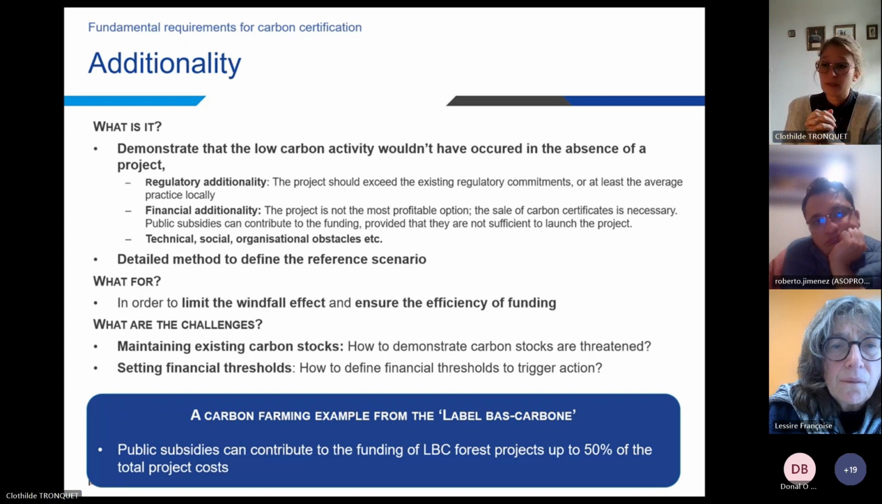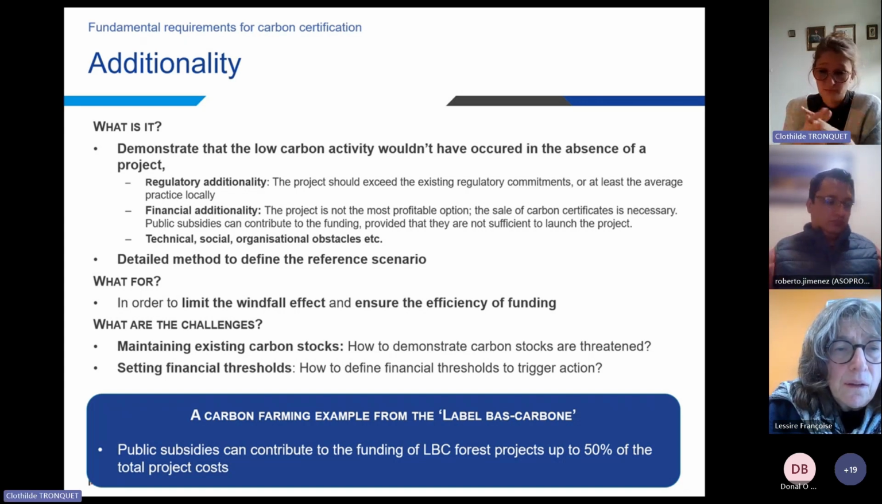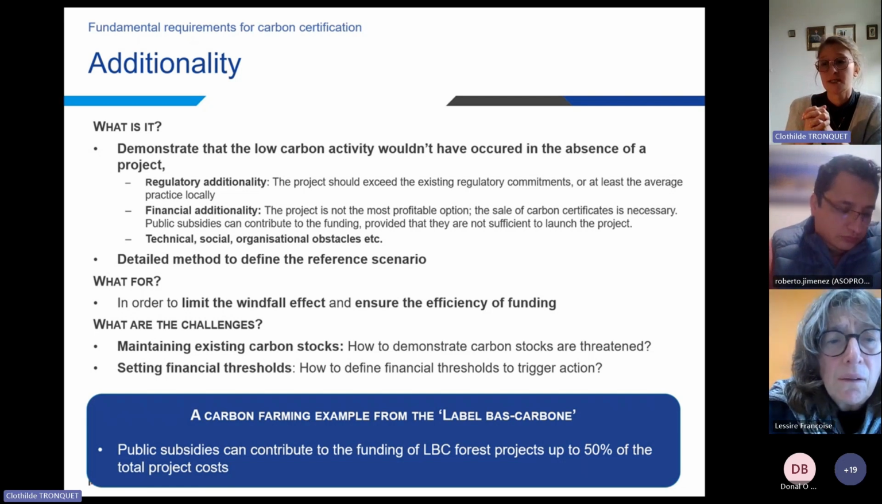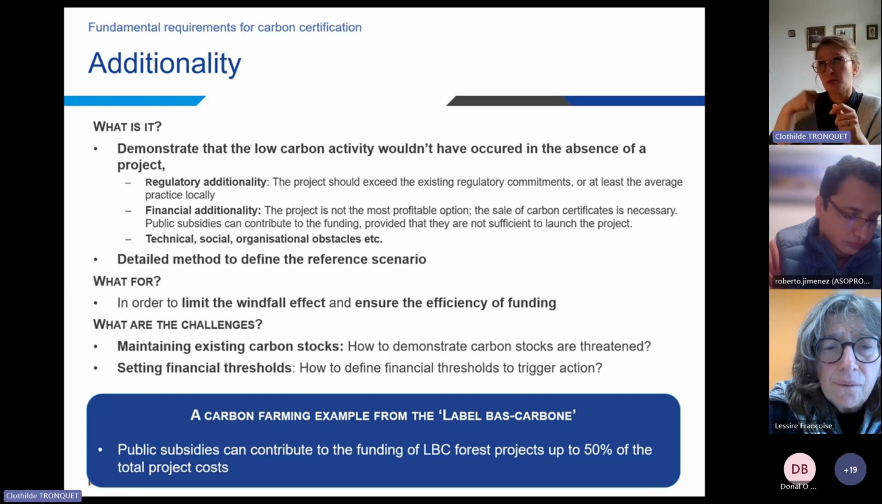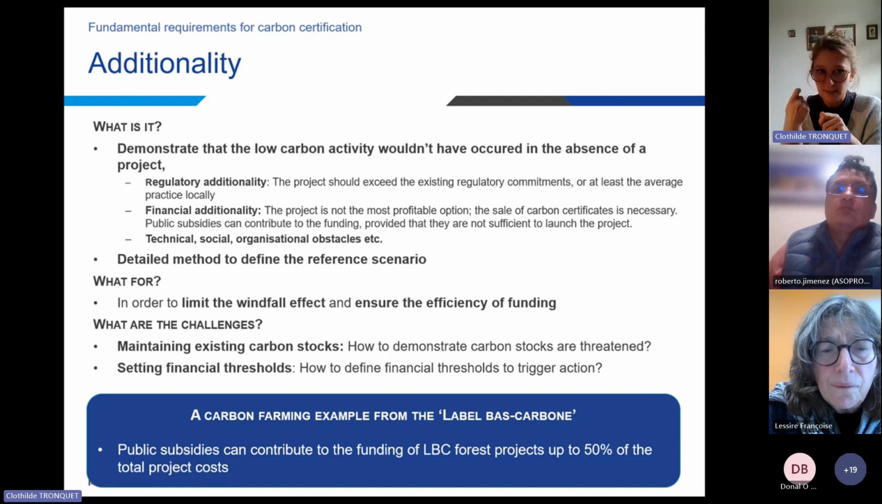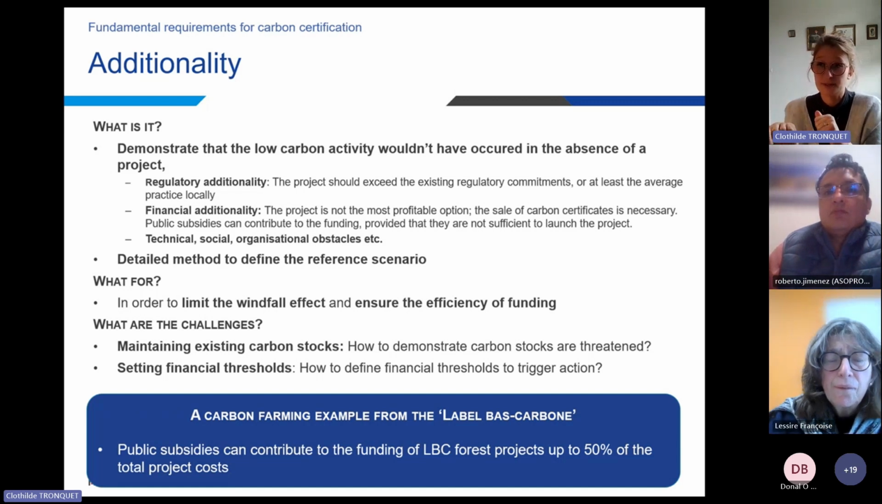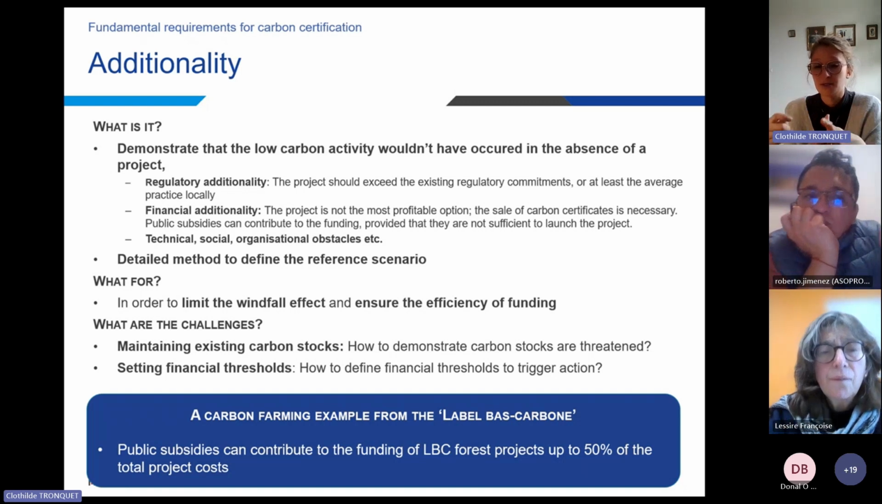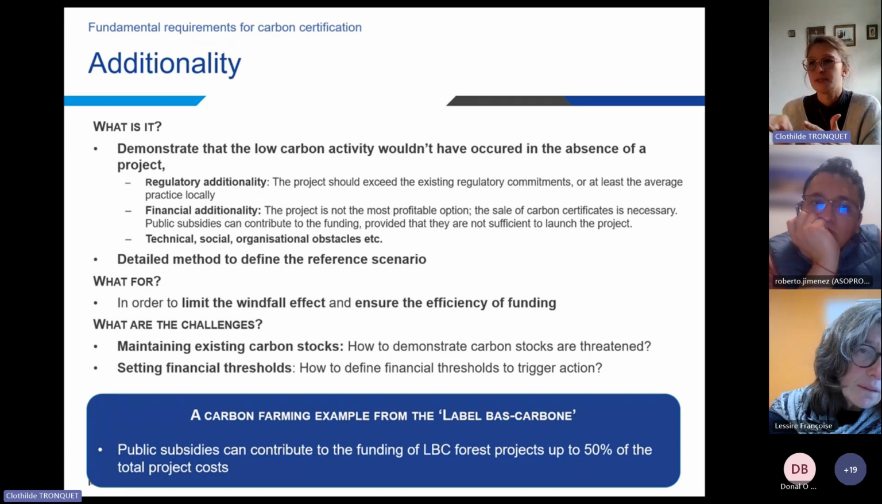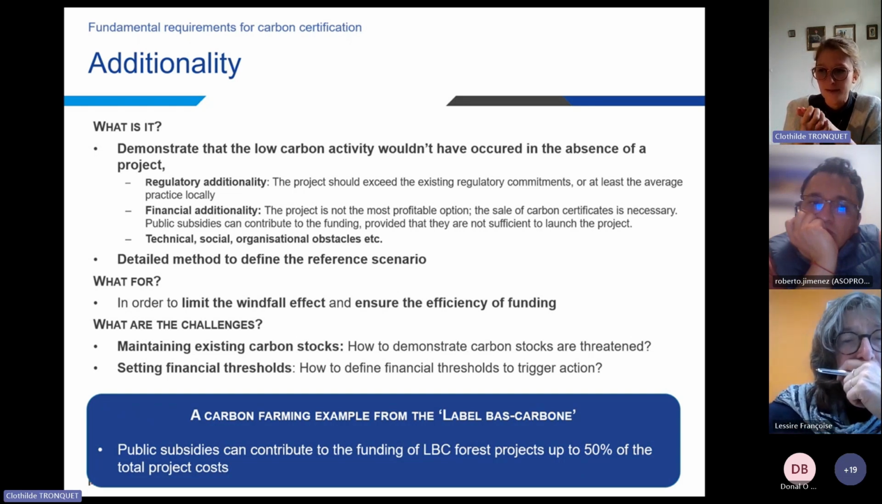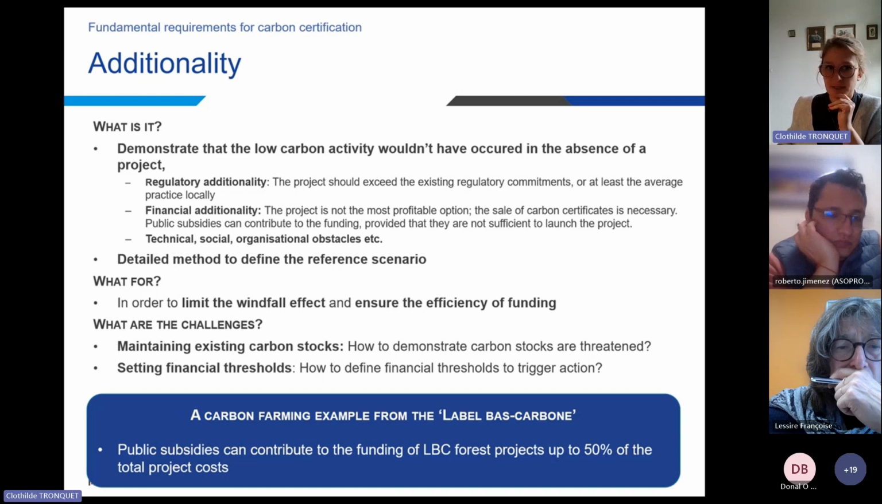And sometimes it's not about the money. For most of the livestock projects, it's not really about the financial revenues that would be needed to start the project. There can also be other kinds of barriers, technical, social, organizational, like you've always done it like that, and it does require a new organization to do it in another way. So there are all kinds of demonstrations for additionality, but this is really a key criteria for carbon certification.